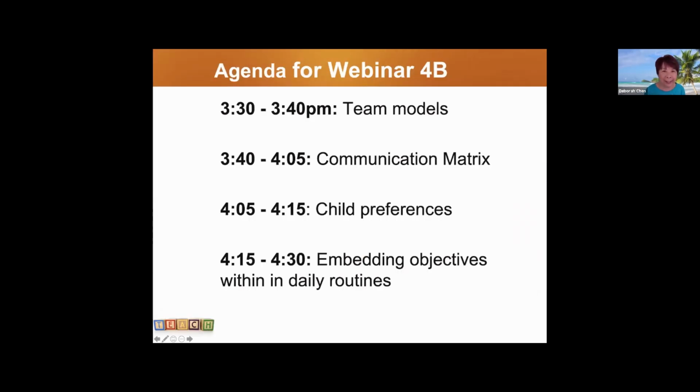There, okay, thank you. So we're going to talk about team models and then communication and the communication matrix and how important child preferences are in intervention, as well as embedding objectives within the daily routines.